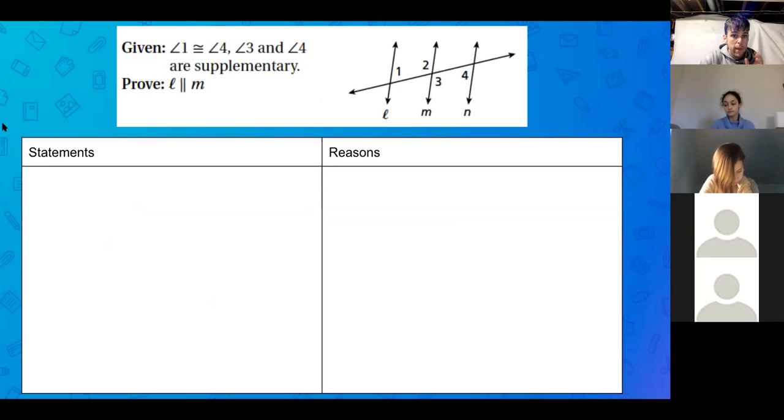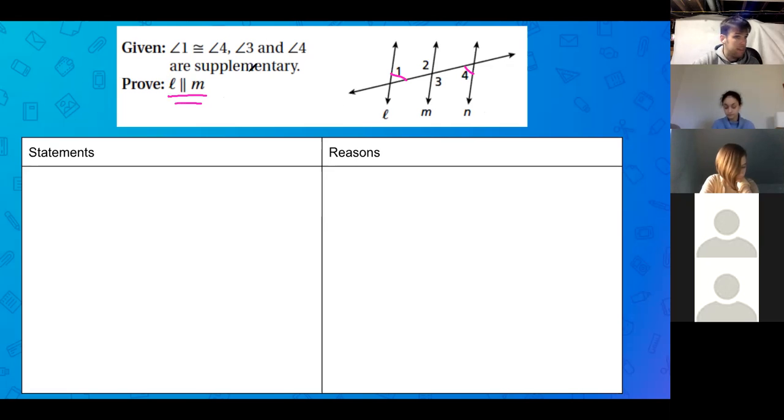Let's look at our given information, kind of make some markings. Anytime you're doing a proof, this is important. Make sure you know everything that's given to you. So I can see here that angle 1 and 4 are congruent. 3 and 4 are supplementary. So that's these right here. Since 3 and 4 are supplementary, that would allow us to say that M and N are parallel. That's not what we're trying to get to. We're trying to show that these are parallel.